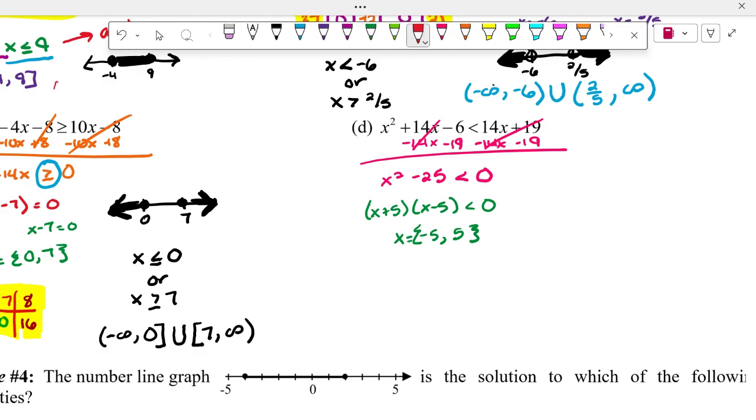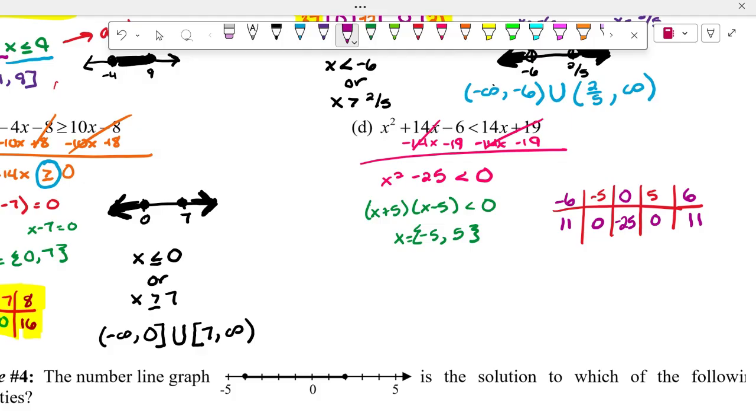Now, if I make my table, here is negative 5, 5. Let me draw my line. What number did you pick to be less than negative 5? What did you pick to be between? What did you pick to be greater? So what'd you get when you plugged in negative 6? 11. What'd you get when you plugged in 0? Negative 25. What'd you get when you plugged in 6? 11.